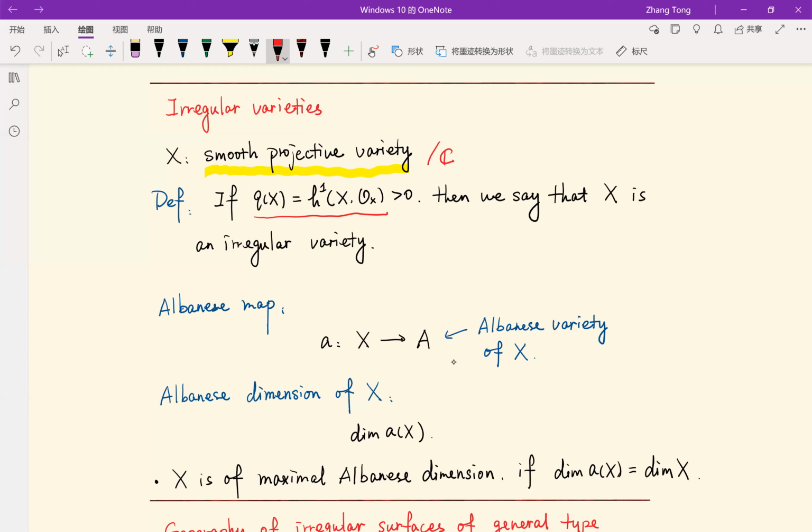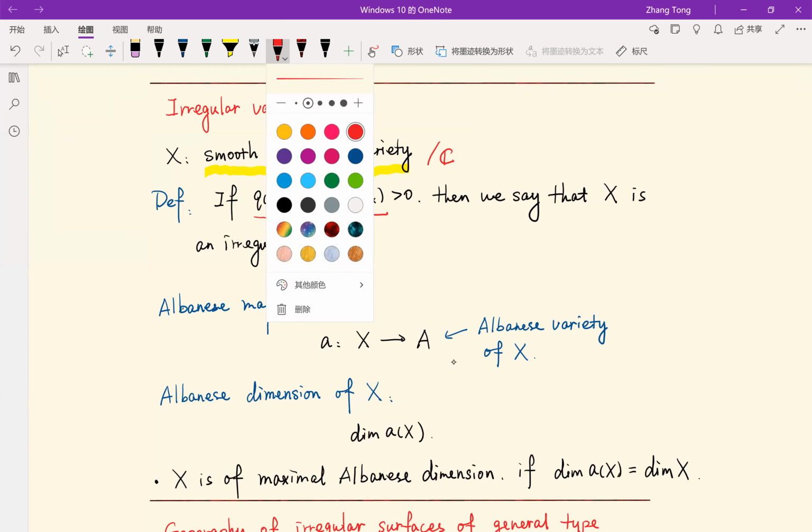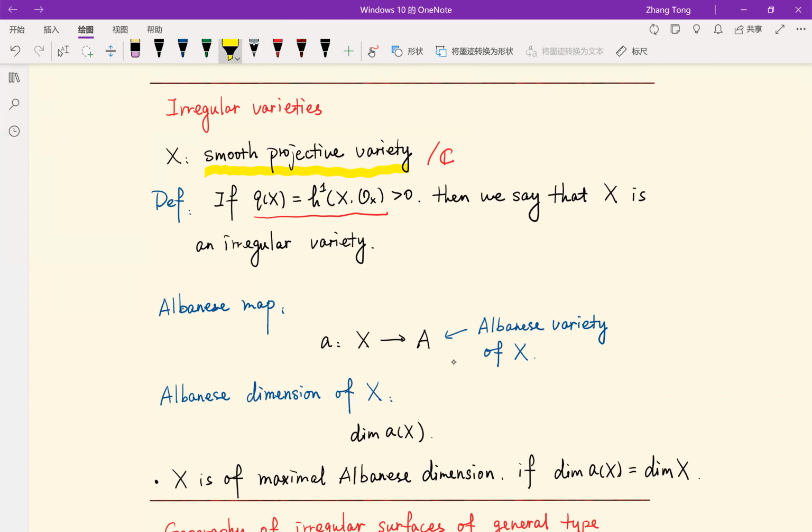And so usually people study the irregular varieties using the Albanese map. So this is the Albanese map. I don't want to give the precise definition of the Albanese map here, and I just want to say that this is a map from X to an abelian variety A with some universal property. And this abelian variety A is usually called the Albanese variety of X. So our notation will be like Alb(X). This is A.